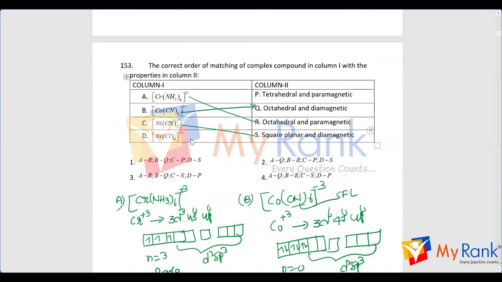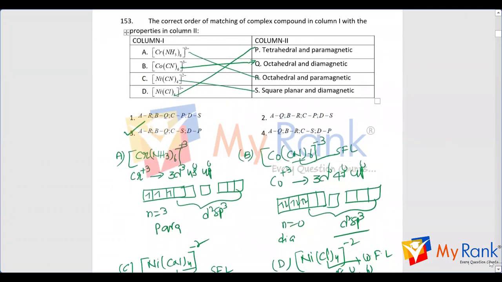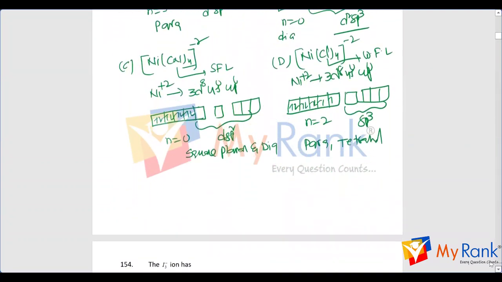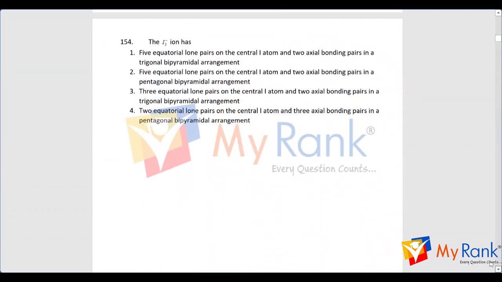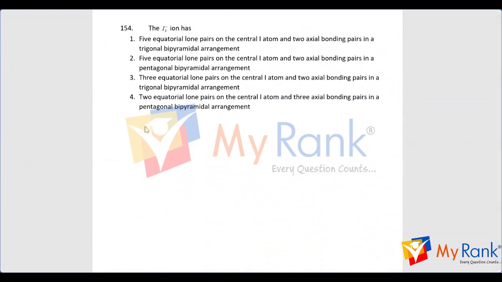diamagnetic, C is matched with S. This one is tetrahedral and paramagnetic, D is matched with simply Q. Therefore, the correct option is 3. Next one is question number 154.